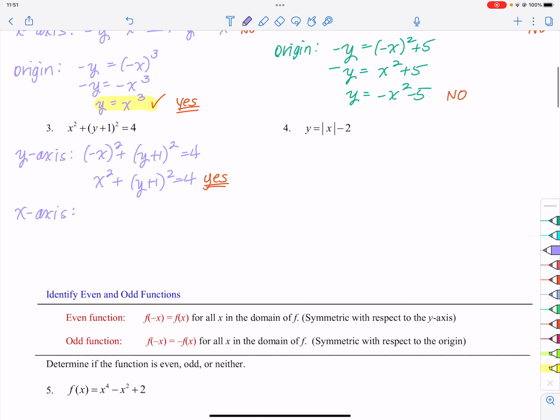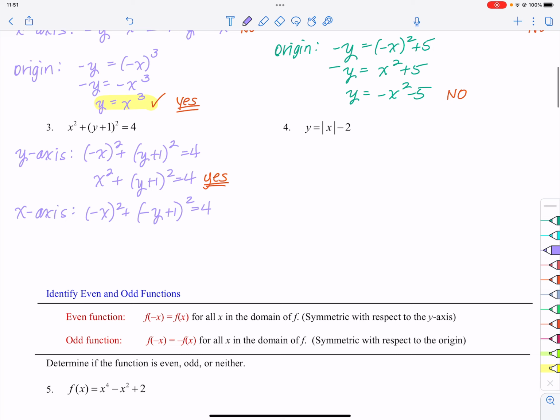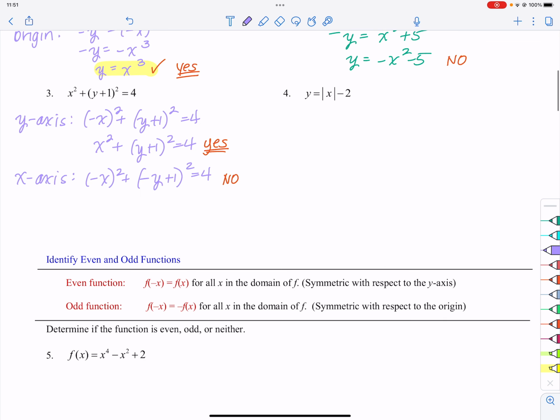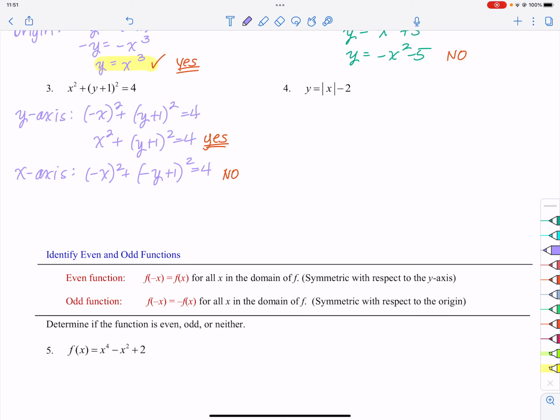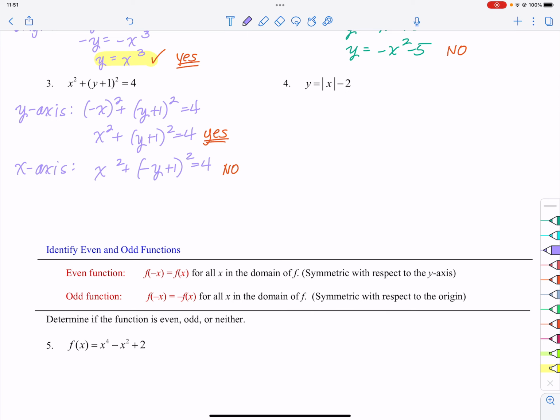For the x-axis, we will replace y with negative y. And that's definitely a no. That's not going to happen. And I think that I should not have put that there. Just replacing y with negative y. Sorry about that. And then the origin is when we replace both of them. Actually, I did that in the previous check.